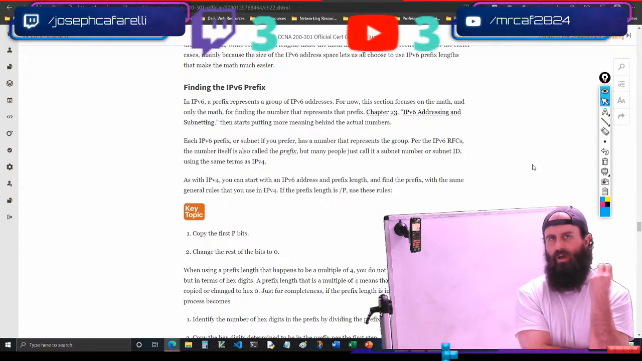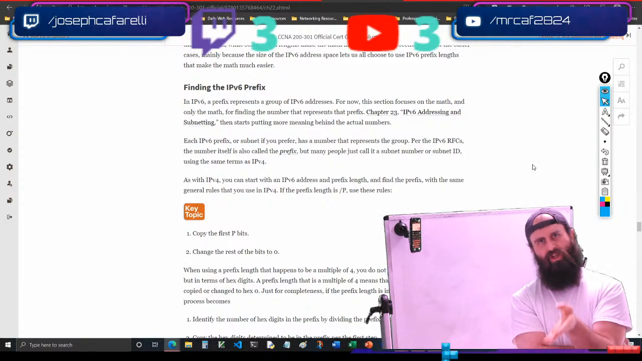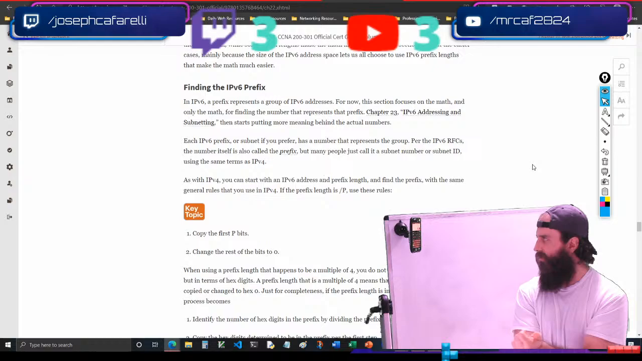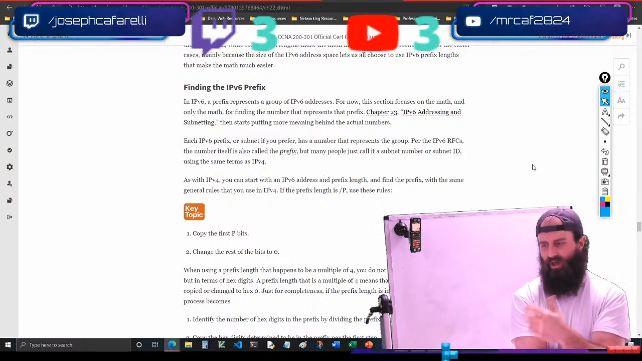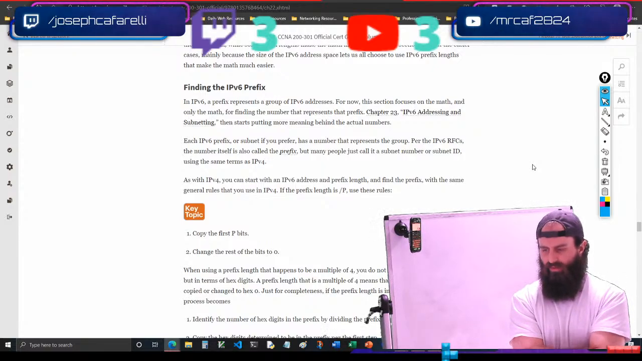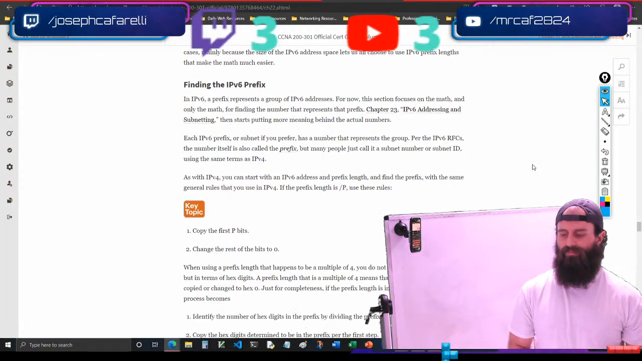So some people prefer to revert back to the same terminology as when they originally learned IPv4. Again, we can use some of these terms synonymously. As with IPv version 4, you can start with an IPv version 6 address and prefix length and find the prefix with the same general rules that you use in IPv version 4. If the prefix length is /P, use these rules.